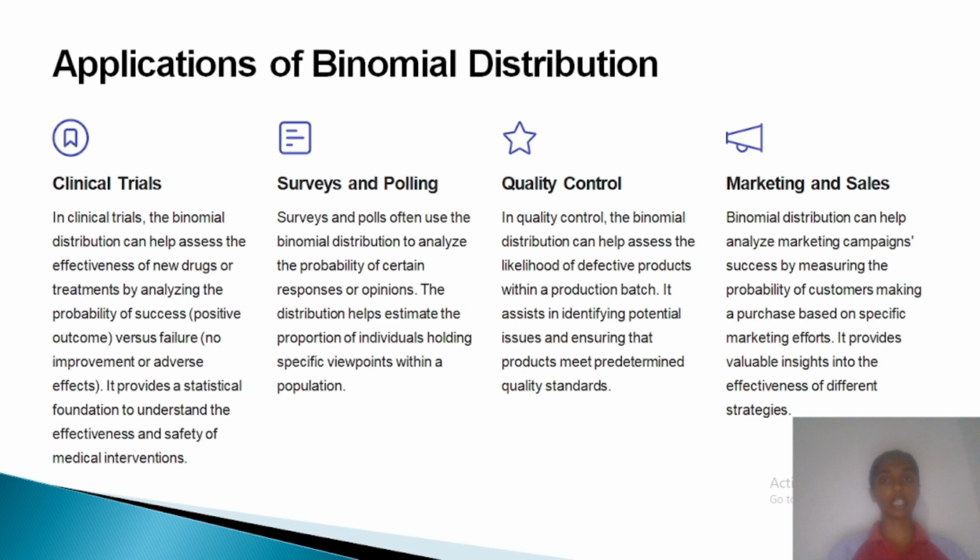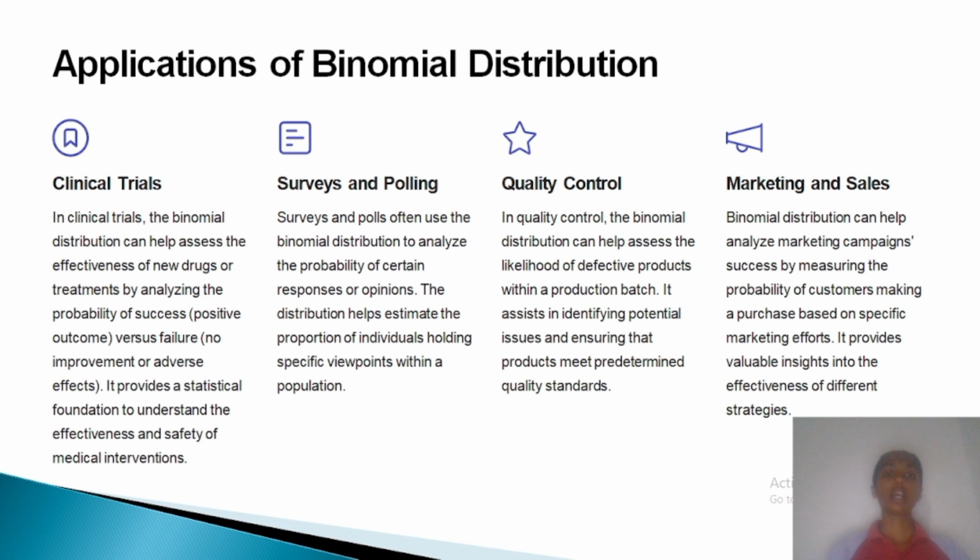Applications of binomial distribution. Clinical trials. In clinical trials, the binomial distribution can help assess the effectiveness of new drugs or treatments by analyzing the probability of success versus failure. It provides a statistical foundation to understand the effectiveness and safety of medical interventions.